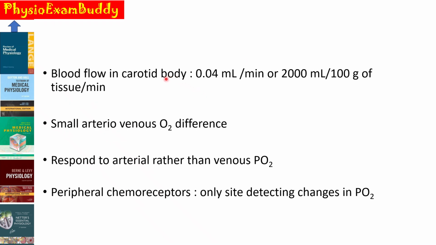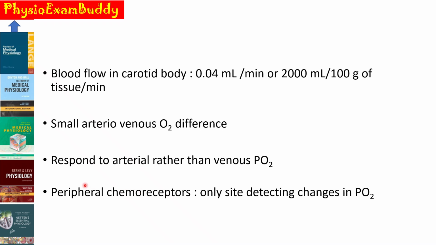These carotid bodies have a very high blood flow of around 2000 ml per 100 gram of tissue per minute. This is roughly 40 times that of the blood flow to the brain. Consequently, they have a very small arteriovenous oxygen difference despite a very high metabolic rate. So, they mainly respond to arterial rather than venous partial pressure of oxygen.